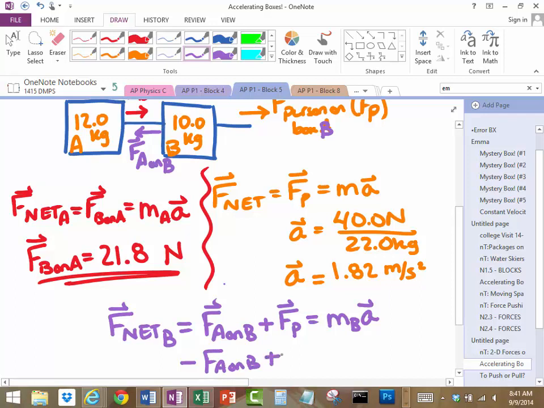What about FP? Is that going in the positive or negative direction? Positive. So I'm going to leave that as positive. And then I've got M B times a. Is that going in the positive or negative direction? Positive. It's accelerating that way. So now I need to solve this for F, A on B. That's what I want to figure out. Some of us think maybe it'll be that. Let's find out for sure.